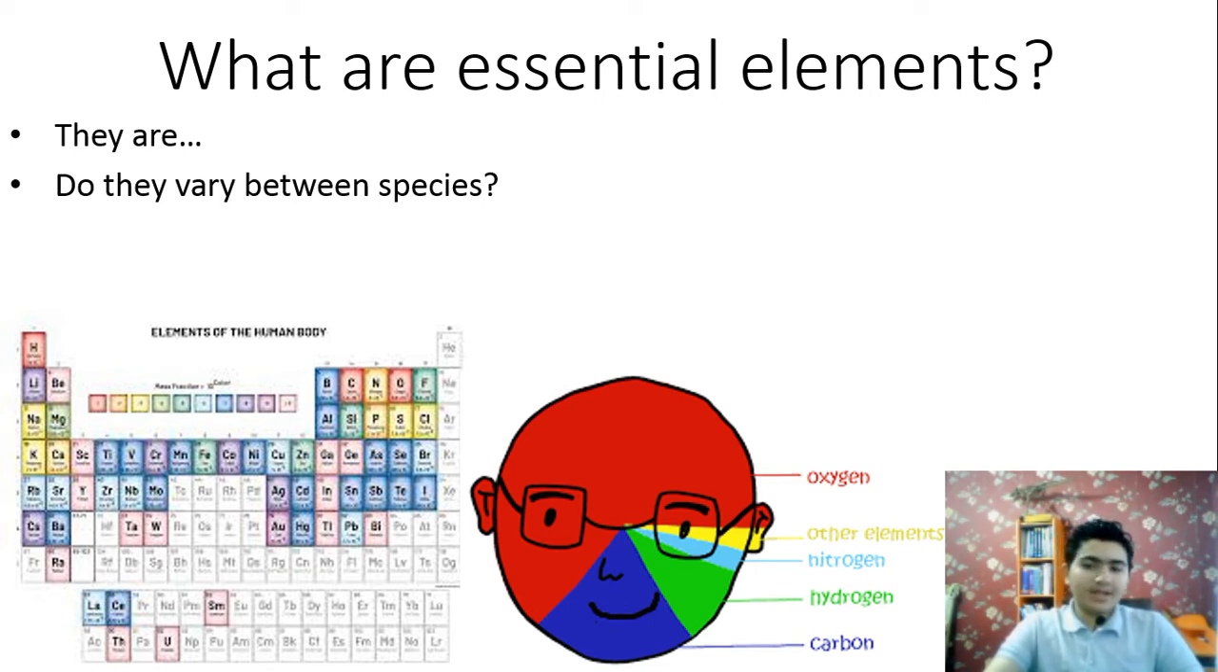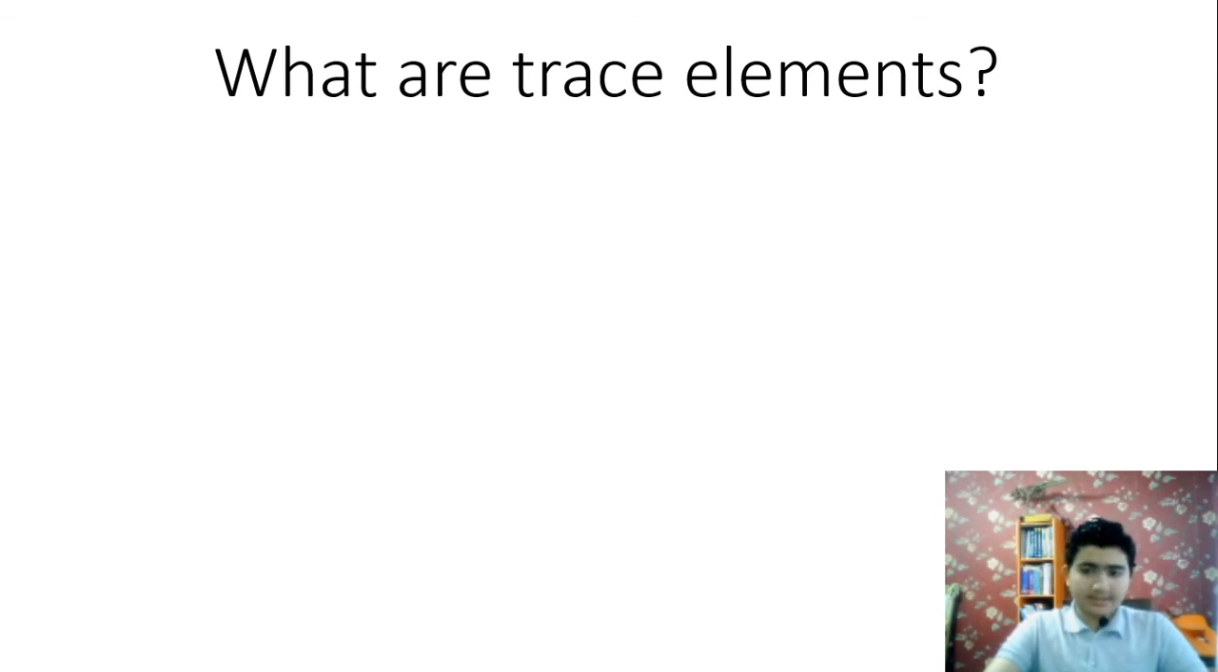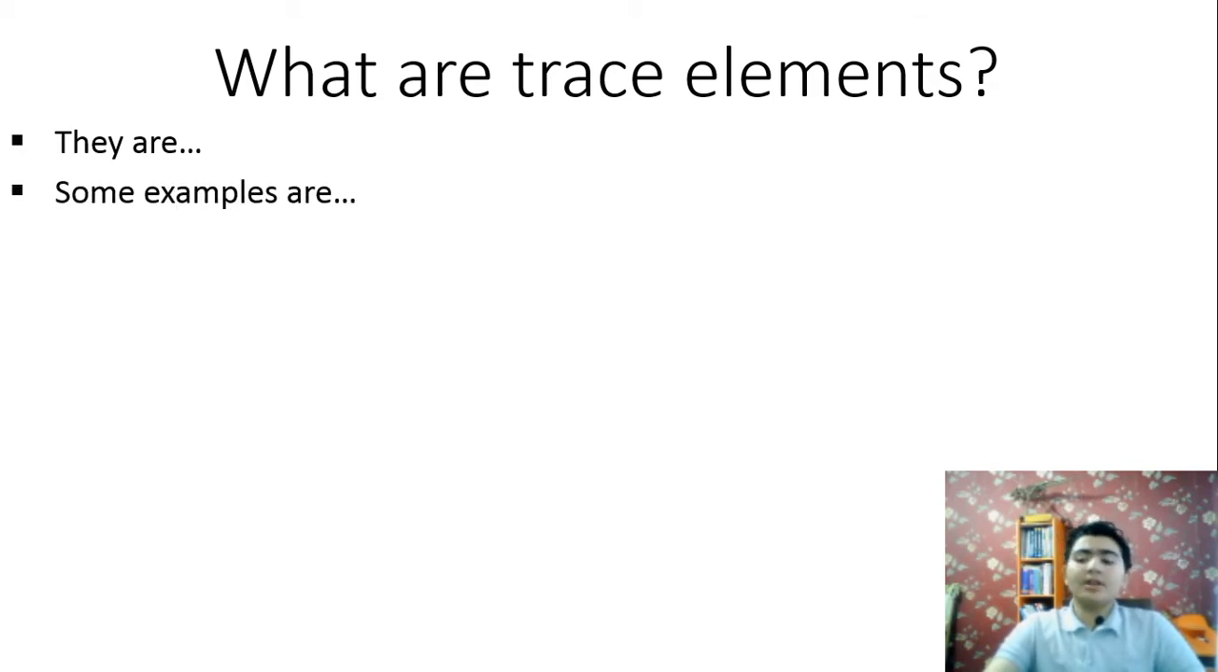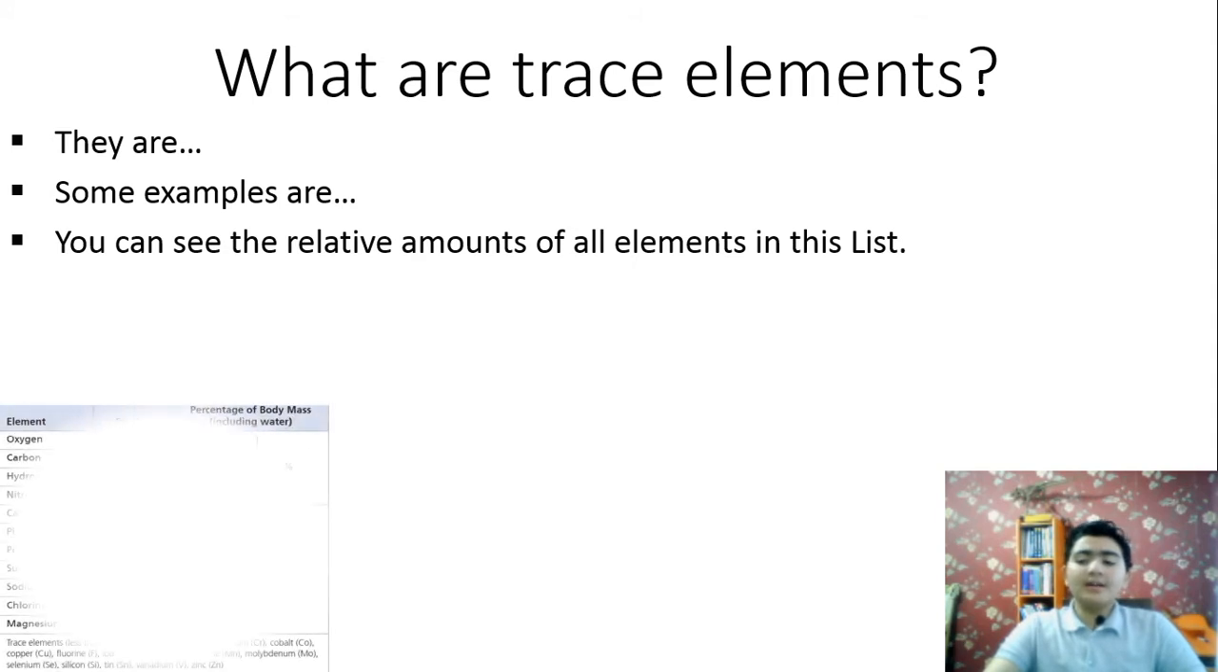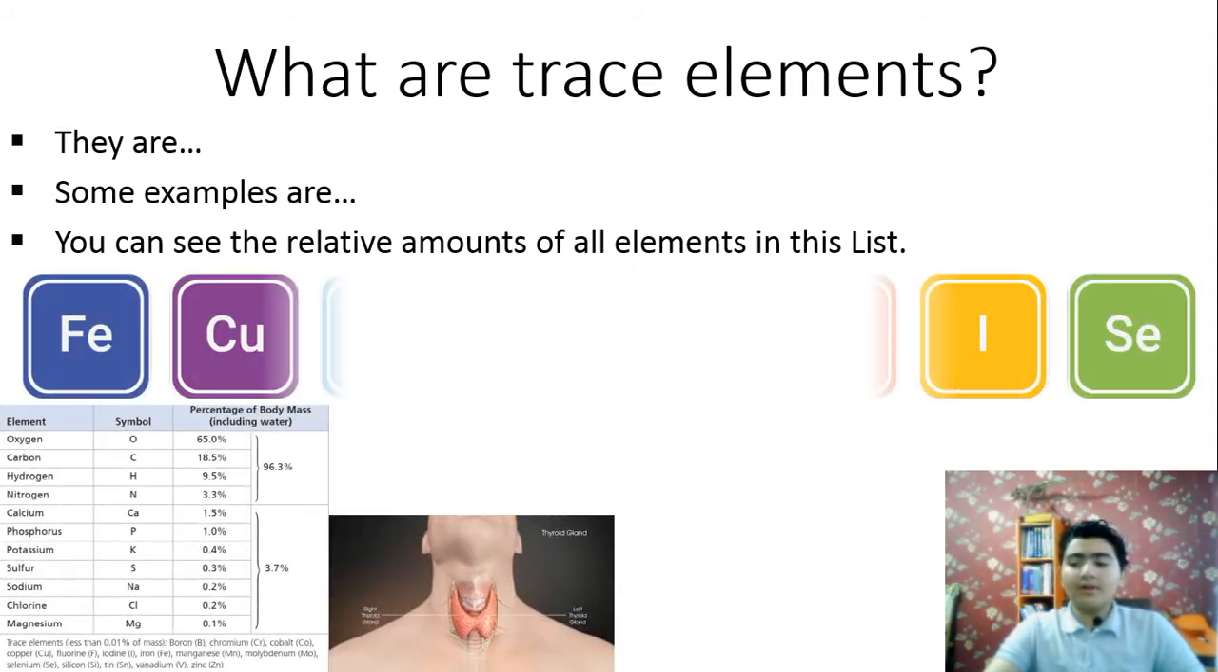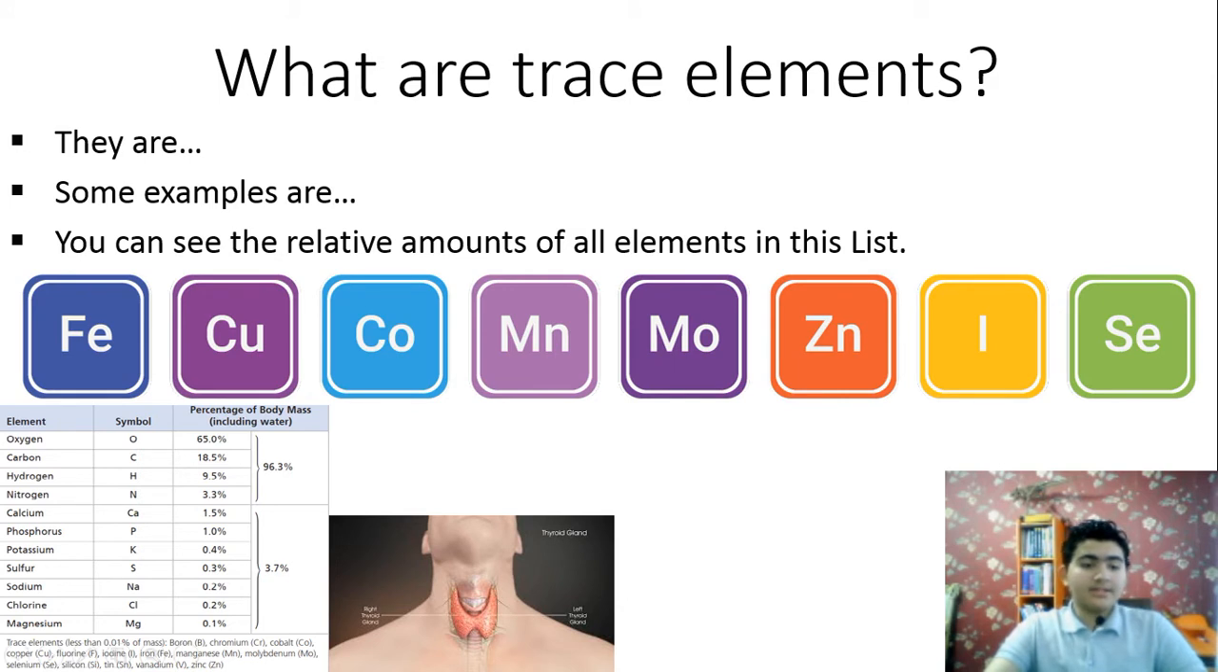organism's mass. There is another kind of element named trace elements, which are needed by an organism in minor quantities. Some trace elements, like iron, are needed by all forms of life, and you can see here that it is Fe. But some of the trace elements are needed by only some or certain species.